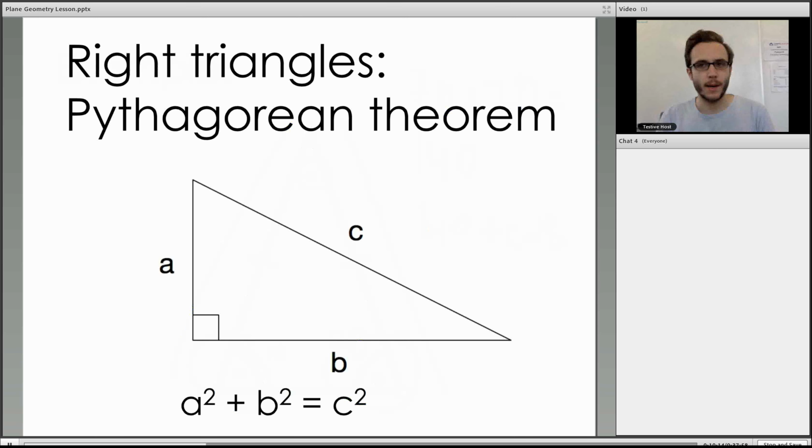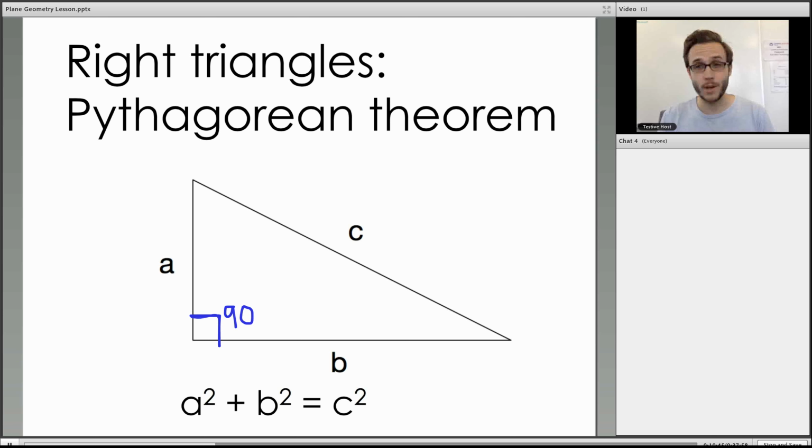Okay, right triangles. So right triangles have a few special things that you can use to solve questions. One thing that we know about a right triangle is why it's a right triangle. It's because it has a right angle. A right angle is shown by this rectangular angle marking here, which means that this angle is 90 degrees. So any triangle that has a single angle that's 90 degrees is a right triangle.